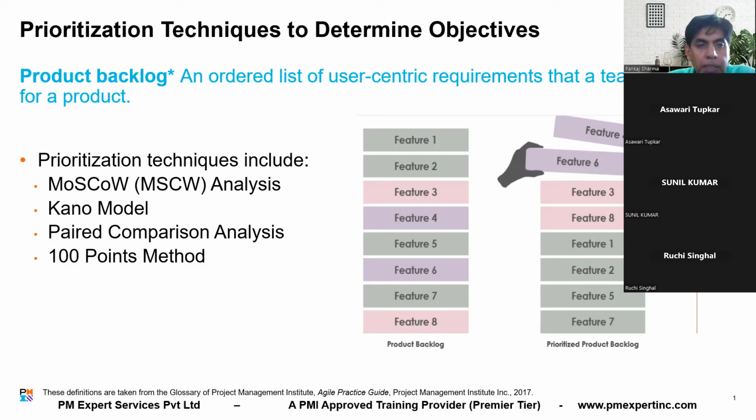Now, the first two techniques, MoSCoW and KANO, in these techniques we prioritize the product backlog items in terms of categories. Now, let's see how it happens. I'm starting with the MoSCoW technique first.